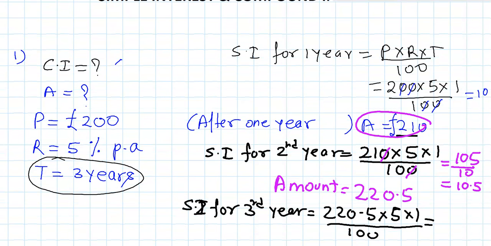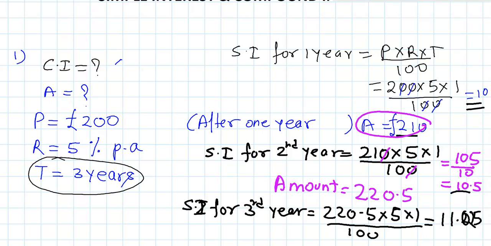Now, 220.5 times 5 divided by 100. How much is it coming? 11.025. So let's write down here 11.025. So it is 0 and 2 here. Okay. So see, first year we got interest 10.